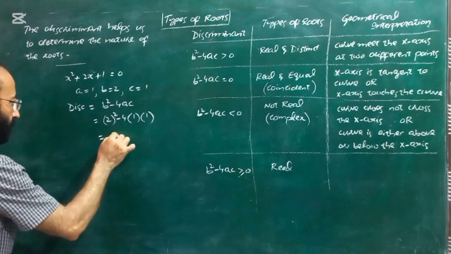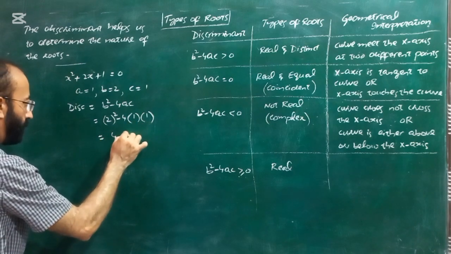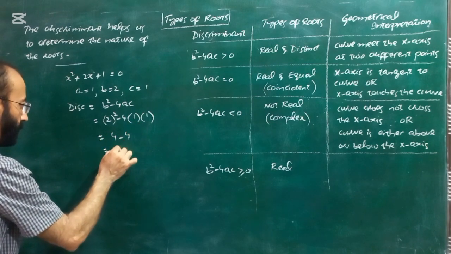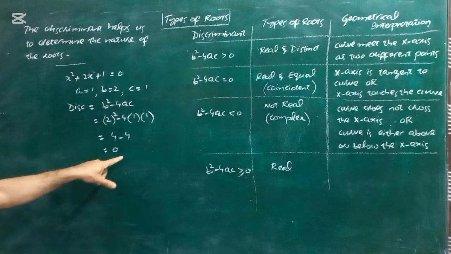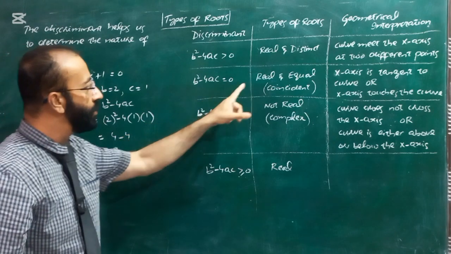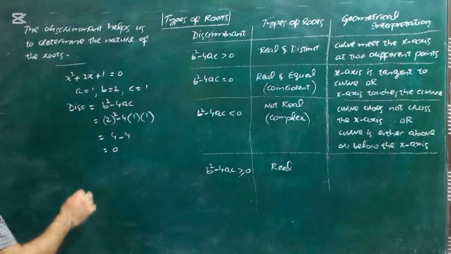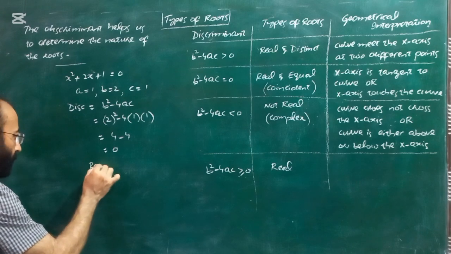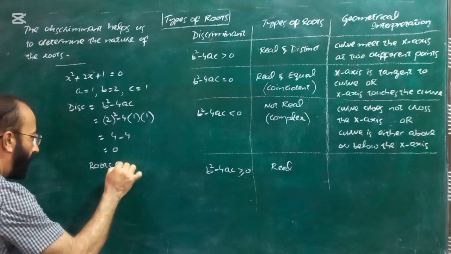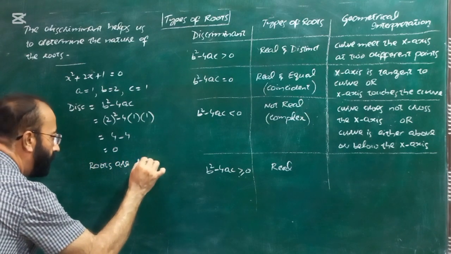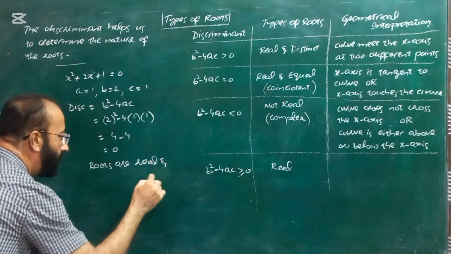So from here, 4 minus 4, which is equal to 0. So the discriminant is 0. So this is the case: roots will be real and equal. So roots are real and equal.